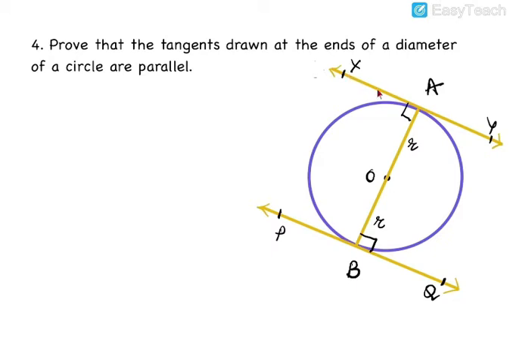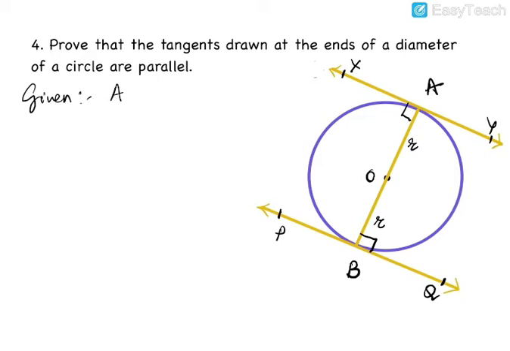So we have shown angle XAB is equal to angle ABQ, but these angles are alternate interior angles which are made between the lines XY and PQ, cut by transversal AB. So this implies that XY and PQ are parallel.